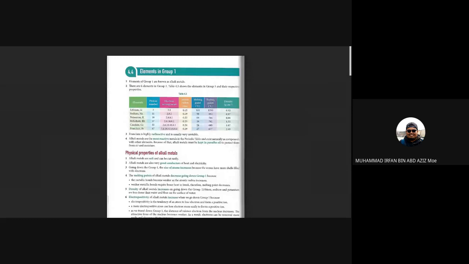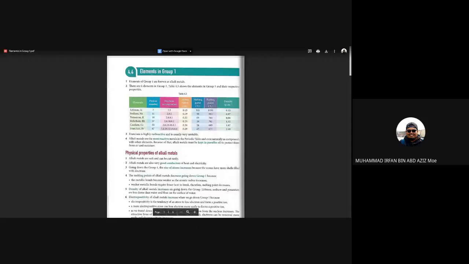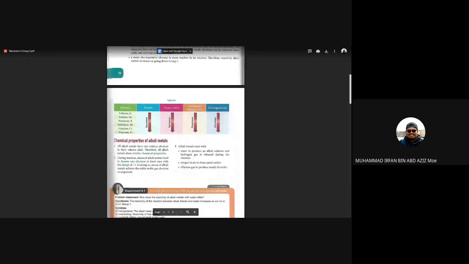Okay, next we will move to chemical properties. Okay, for chemical properties, basically for this year, we must do experiments. Okay, in this group one elements, there will be 3 experiments that we can use to describe the chemical properties of group 1 metals. Okay, just now in this experiment, we see the water, the teacher did not show it.